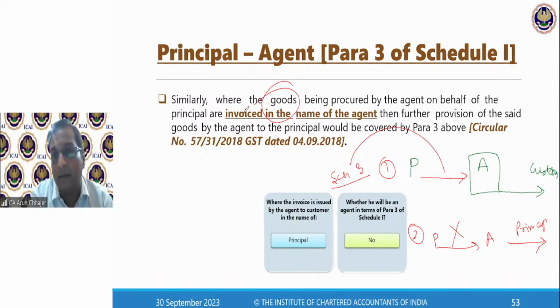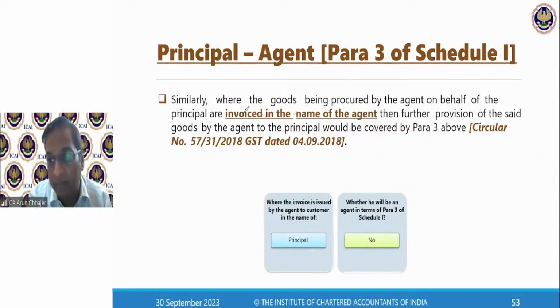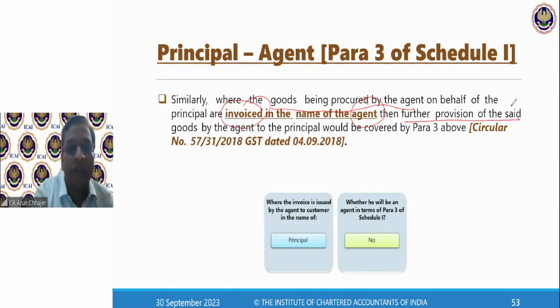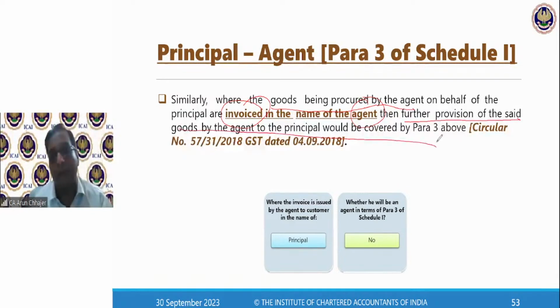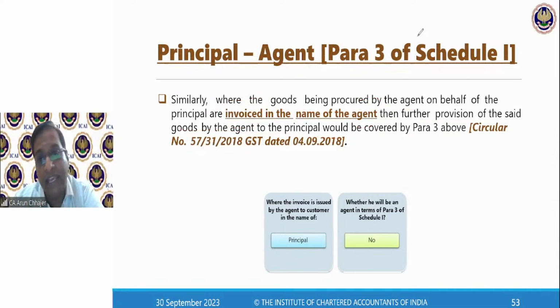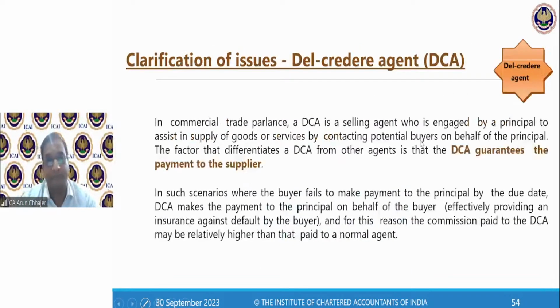Similarly, because there are two paras, when the goods are being procured by the agent on behalf of the principal, but the invoice has been raised in the name of the agent, then the further provision of the said goods by the agent to the principal would be covered by Para 3 above. I hope it is clear. That was a very excellent circular which has clarified this concept.